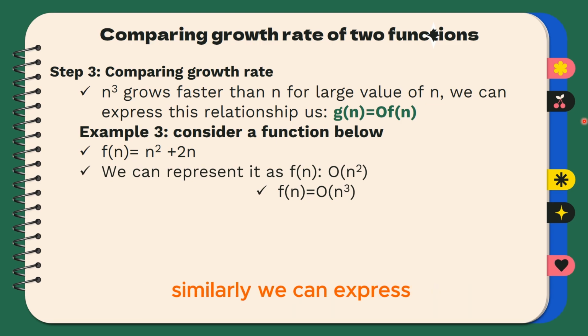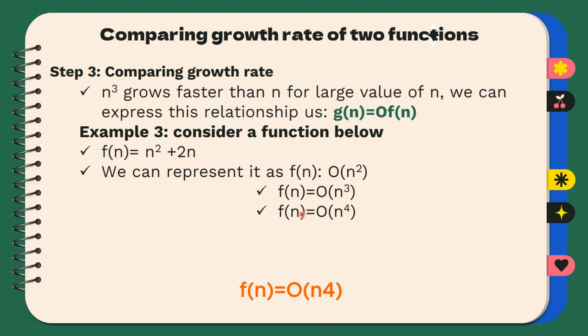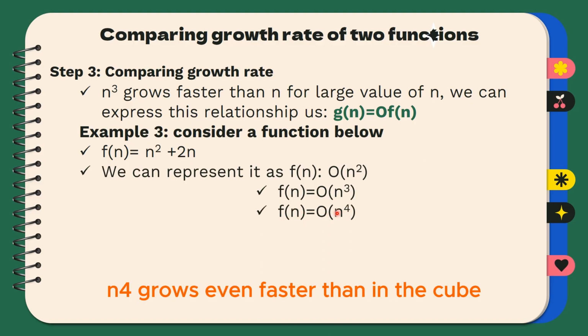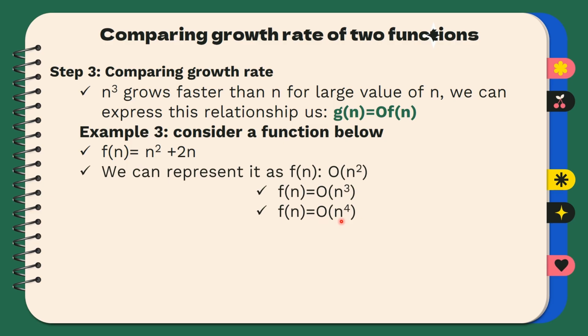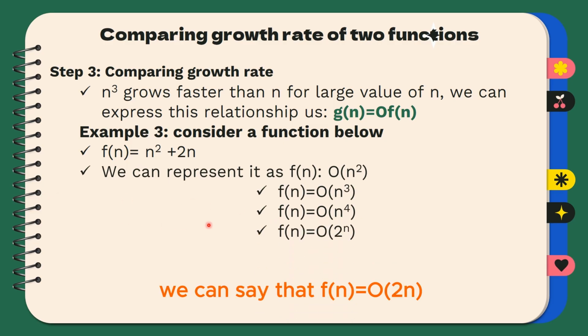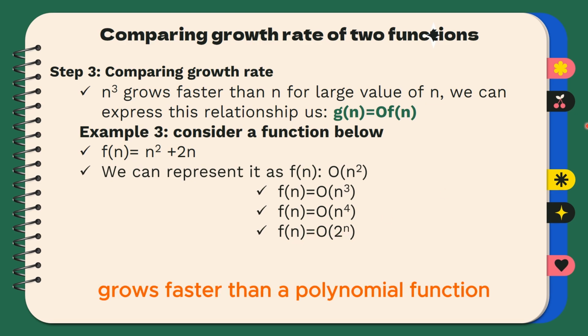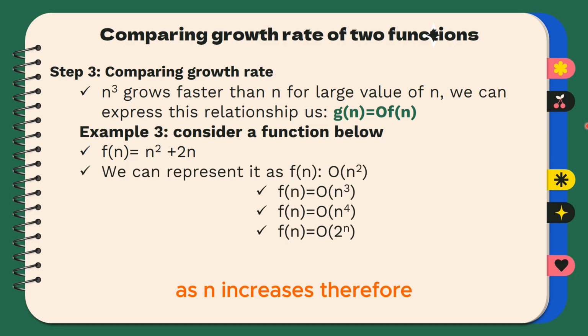Similarly, we can express f of n equals big O of n to the power of 4. Again, this is true since n to the power of 4 grows even faster than n cubed, so f of n is also bounded above by n to the power of 4. Finally, we can say that f of n equals big O of 2 to the power of n. This is also correct because exponential functions grow faster than polynomial functions as n increases. Therefore, f of n is bounded above by 2 to the power of n.